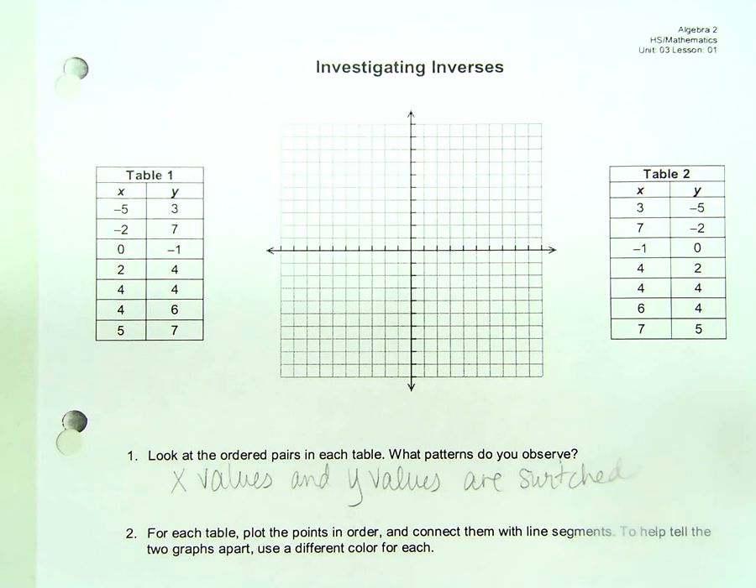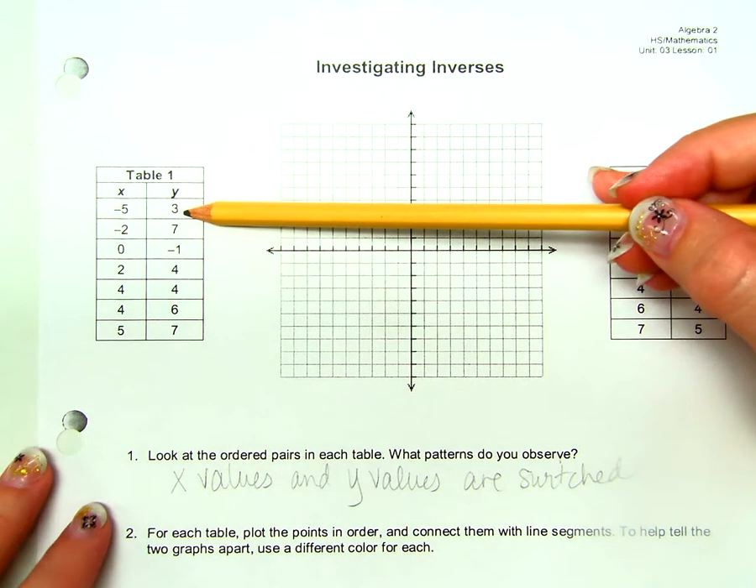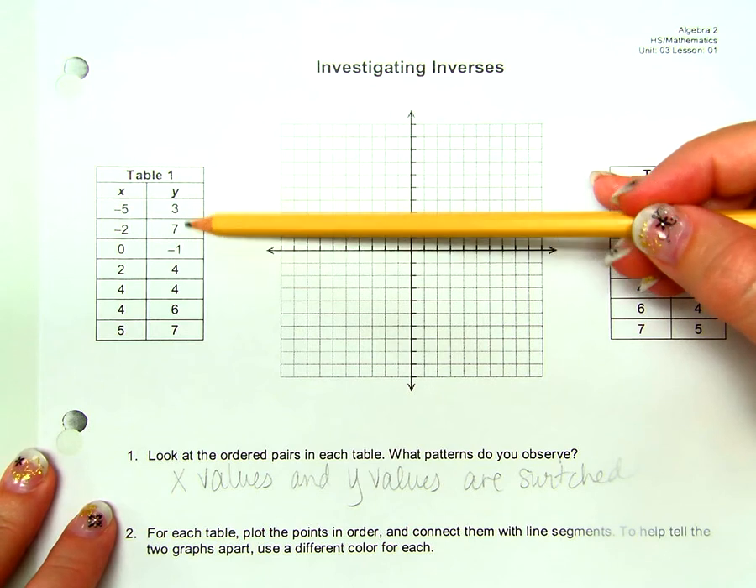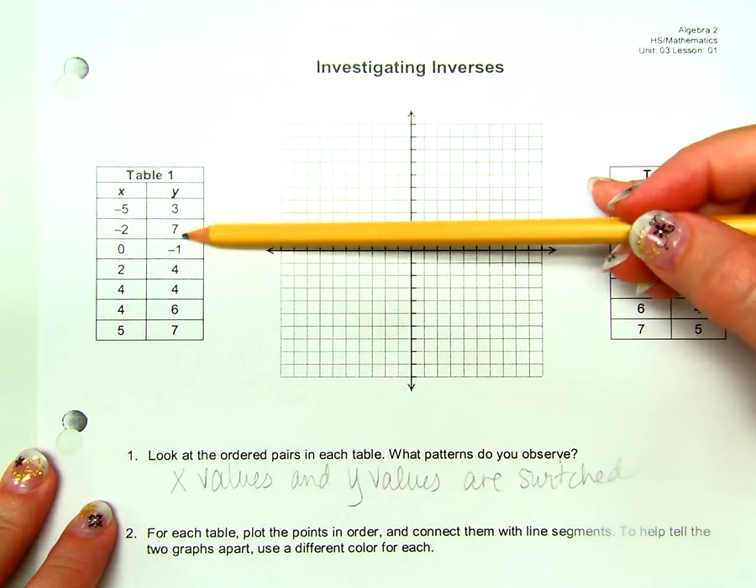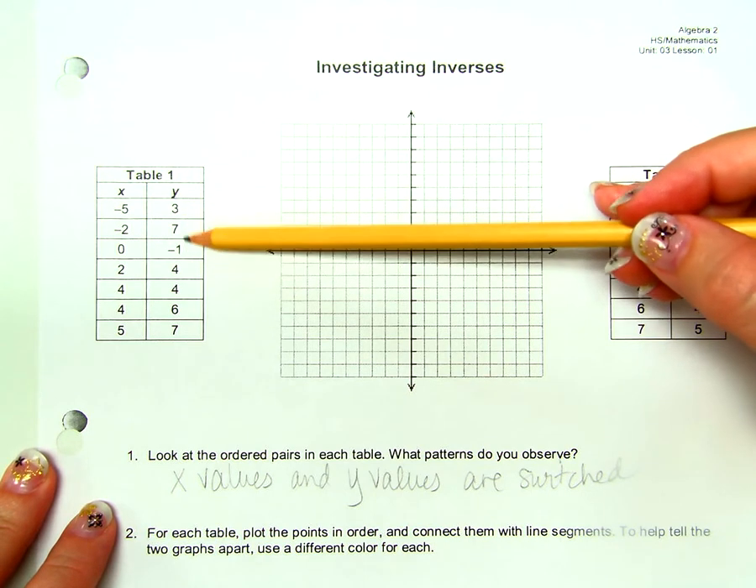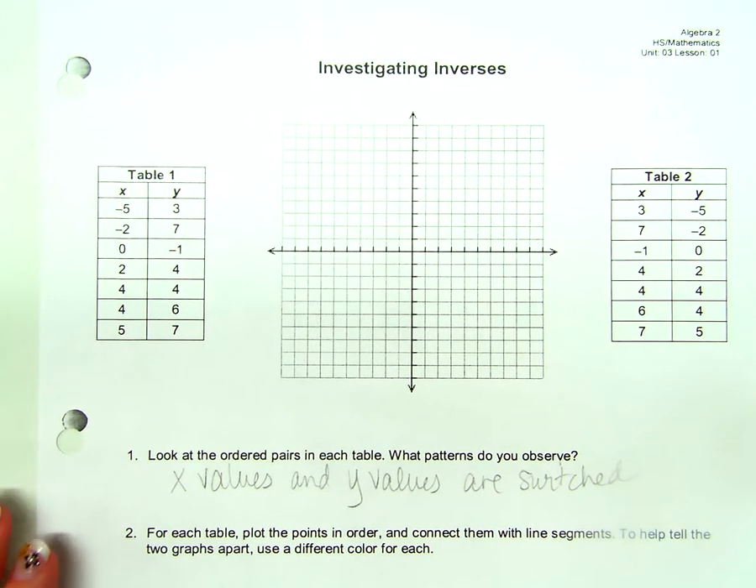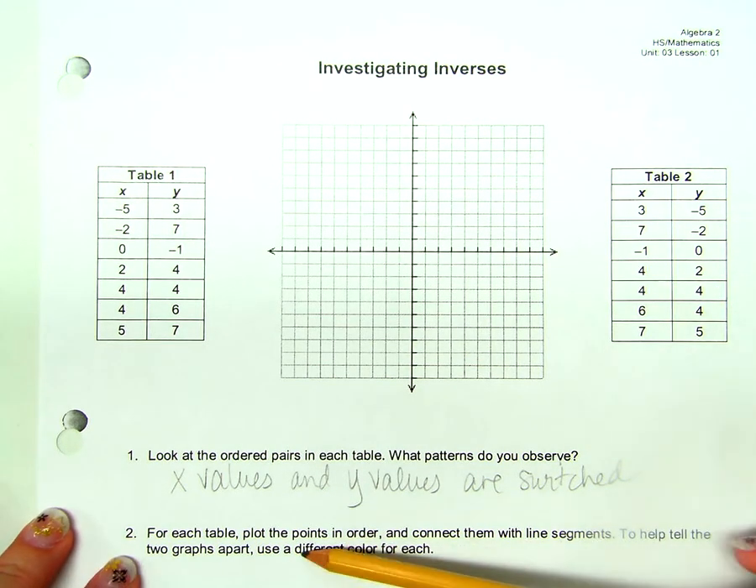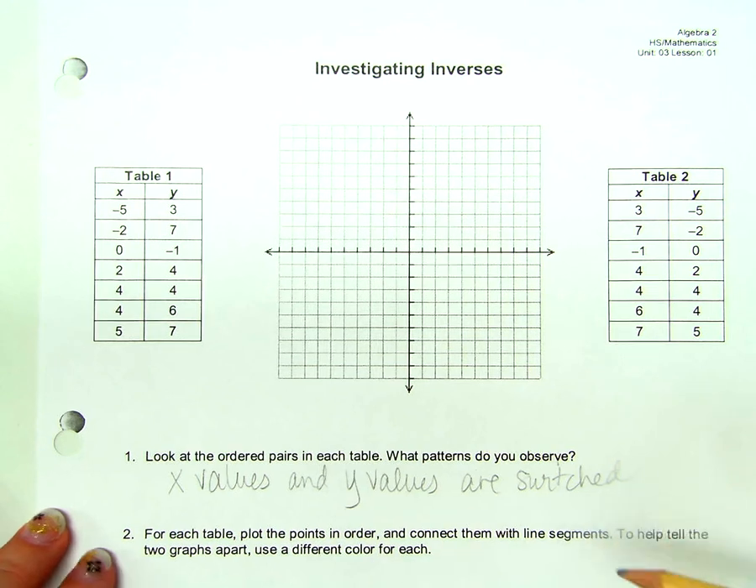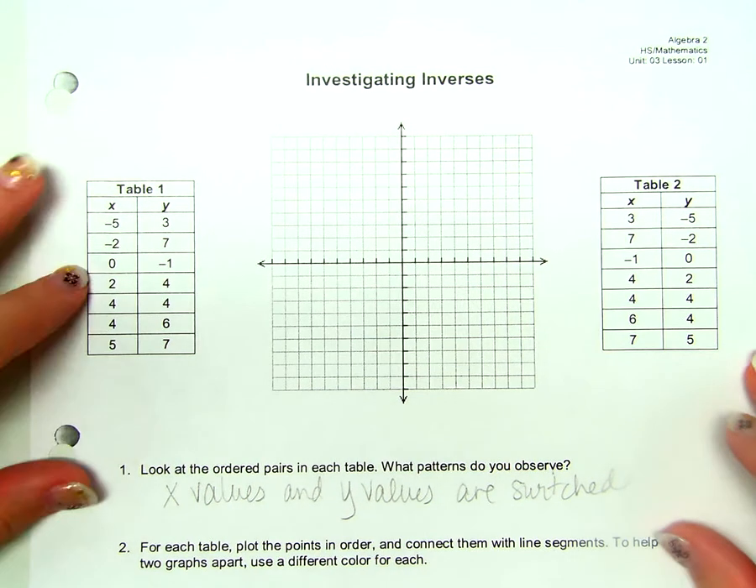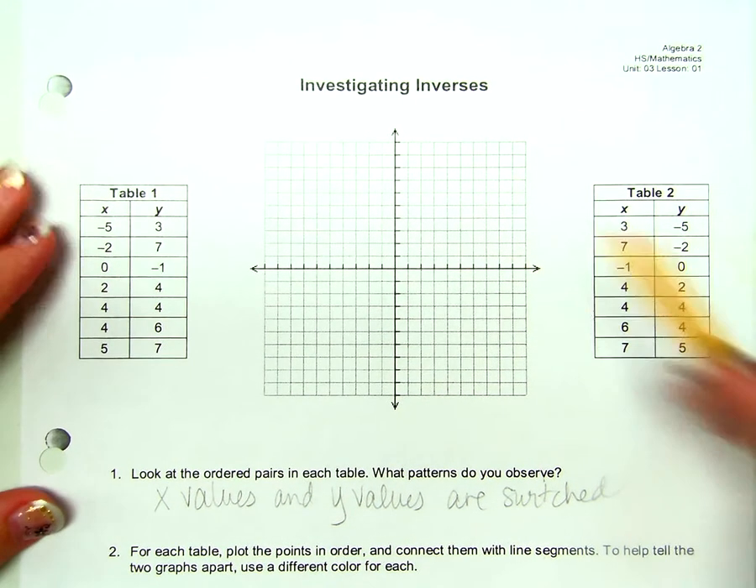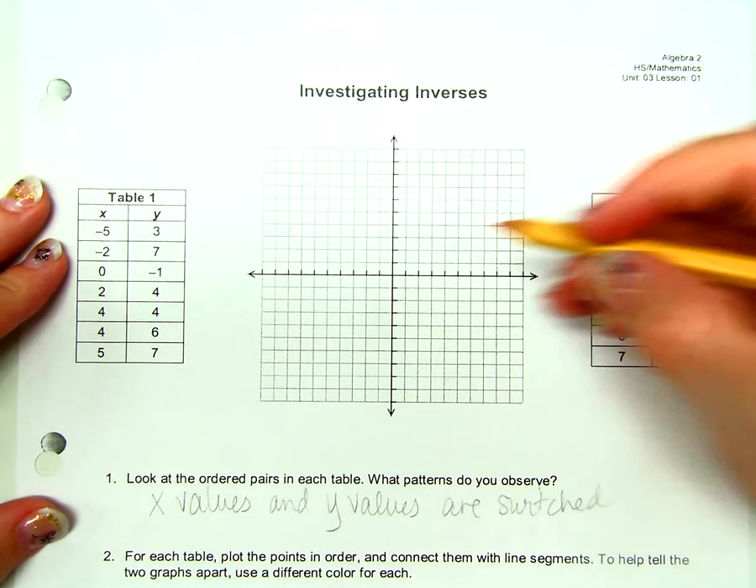So for each table, plot the points in order and connect them with line segments. If I plot this point and then I plot this point, I'm going to connect those two with a line segment. And then when I plot the third point, I'm going to connect those two with a line segment. Does that make sense? Then I'm going to plot table 2, except when I plot table 2, I'm going to use a different color. Plot the points in table 1 on your paper, and we'll go from there.